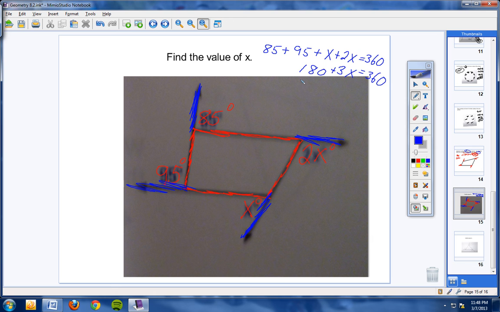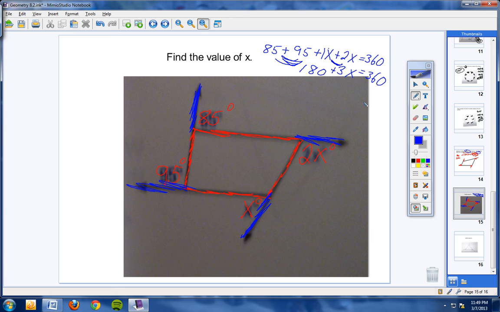Does everybody see where the 180 came from? I added these two together. Does everybody see where the 3x came from? I added these two together. There's a 1x here and a 2x. So I added those together, and that's where the 3x came from, okay?